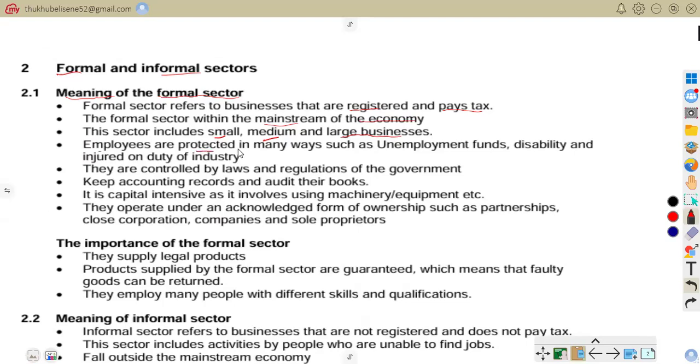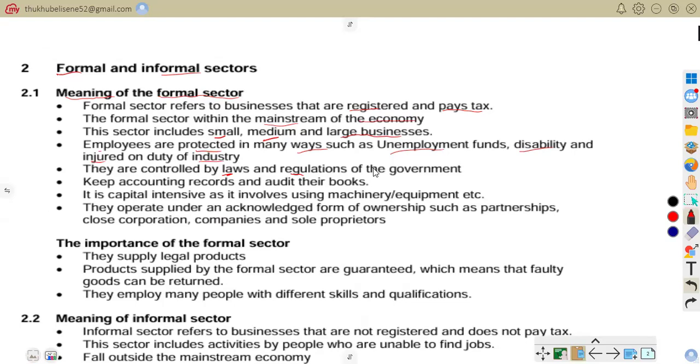Again, employees are protected in many ways, such as unemployment funds, disability, and being injured on duty. Workers receive benefits like UIF and compensation. So a worker gets paid when injured at work. The employees are protected. They are controlled by the laws and regulations of government, meaning they must follow government rules.